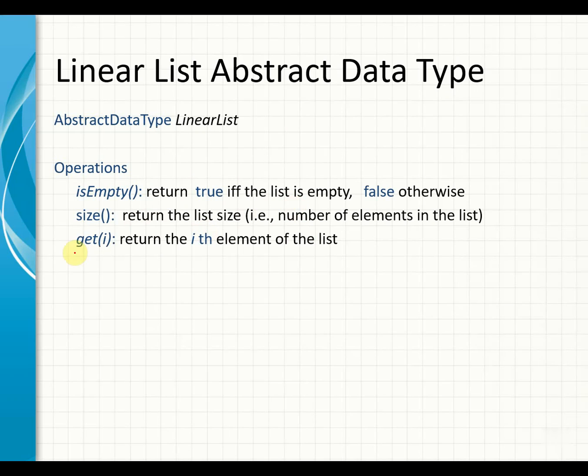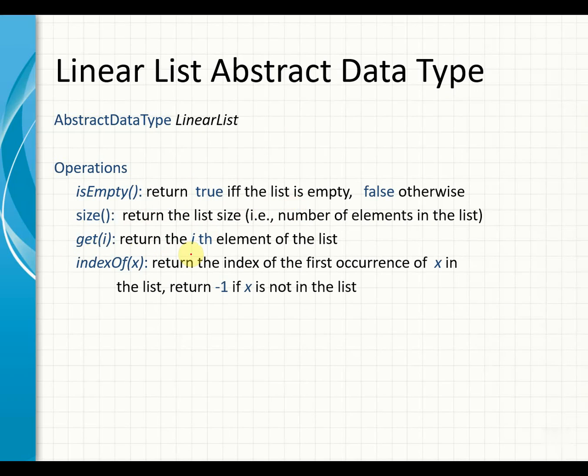And also it can get the element by its index I. And you can also get the index of an object. It returns the index of the first occurrence of x, which is an object in the list, and returns -1 if x is not found in the list.